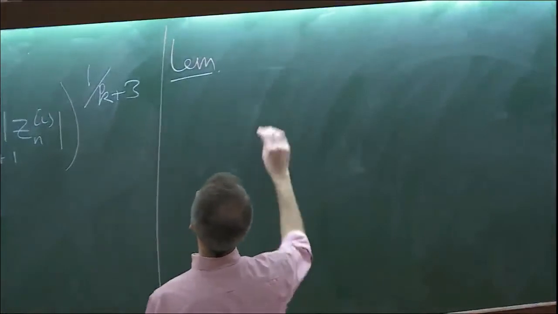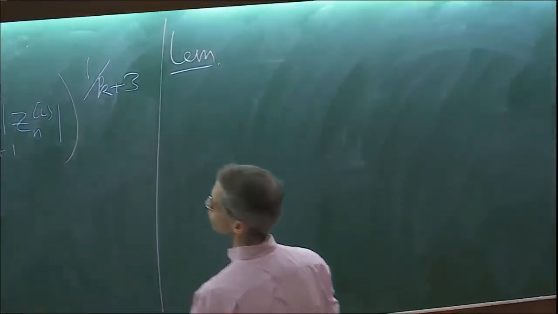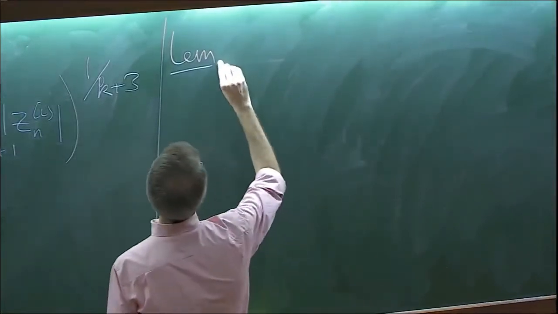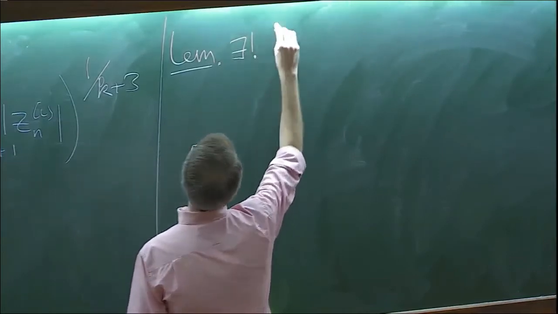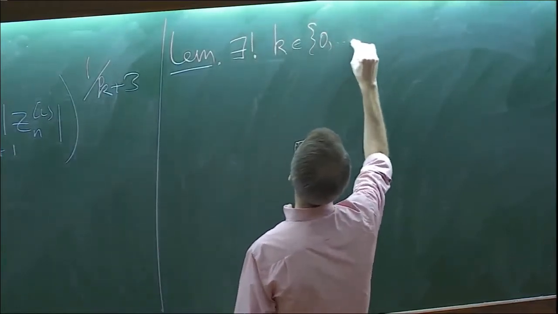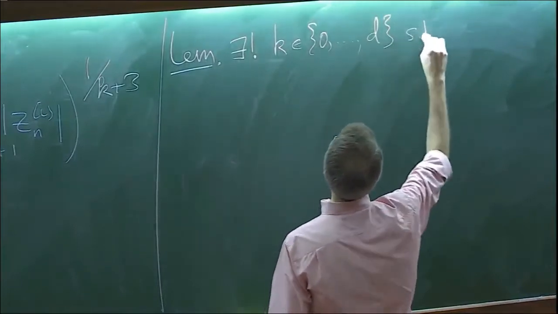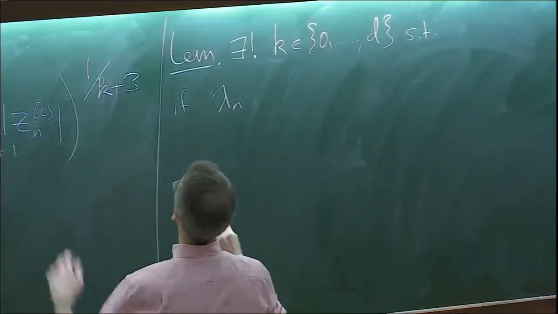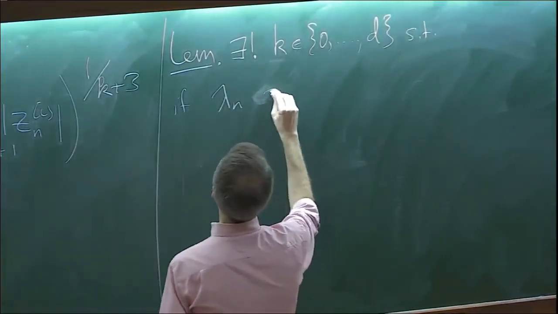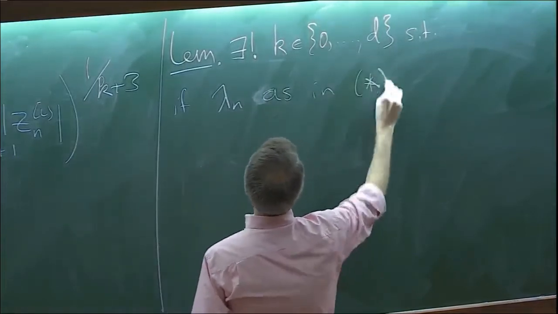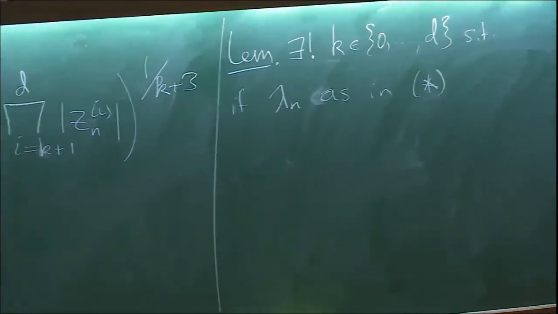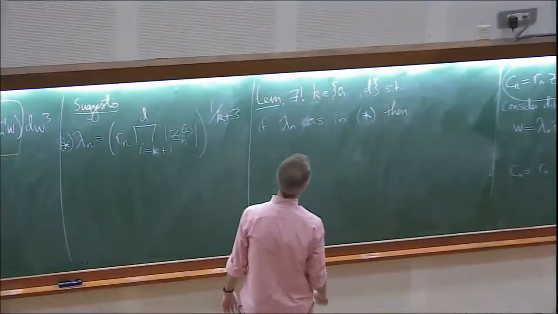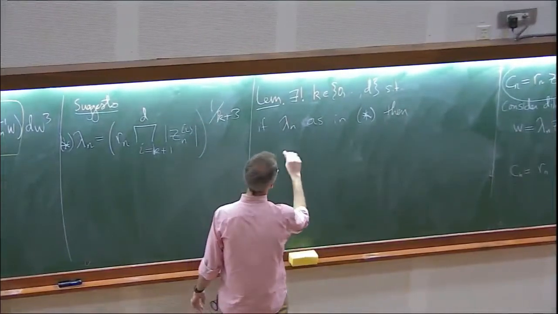Once we pass to a subsequence, so that we've numbered the zeros in increasing order of absolute value, then there exists a unique k, could be 0, could be d, such that if we define lambda n by the formula at left, let me just call this star, then the far ones go to infinity and the near ones have limits.